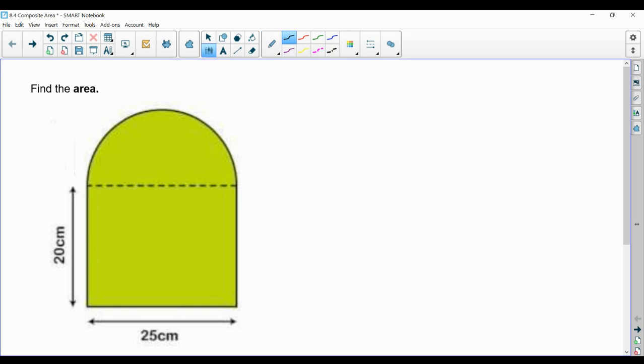This is very similar to finding the area of composite shapes that we looked at already, except this time we're looking at it with circles. So now that we know our formula for the area of a circle, we can do these types of problems.